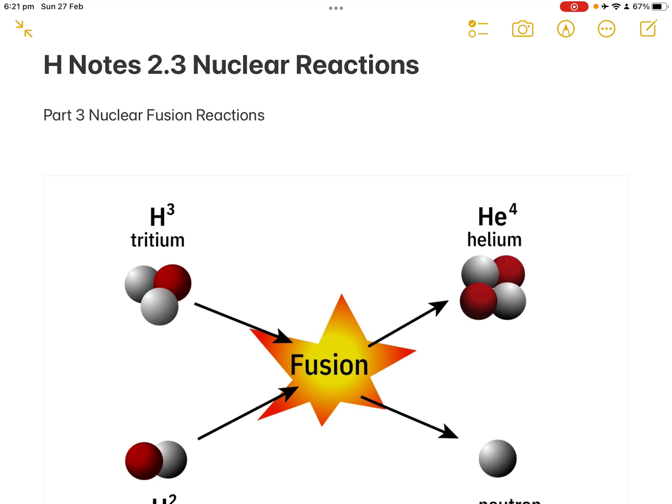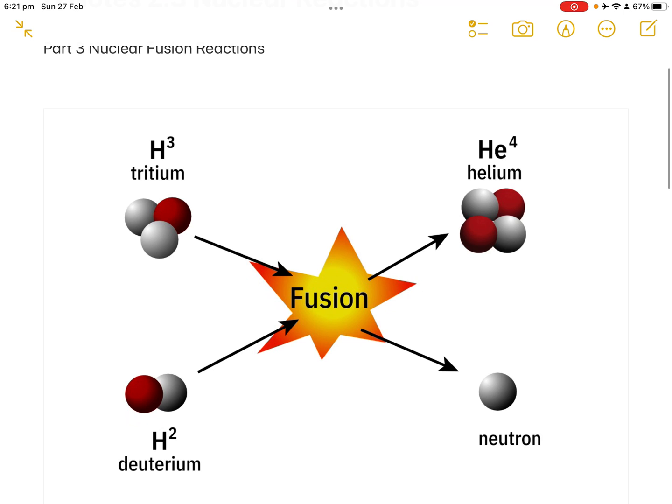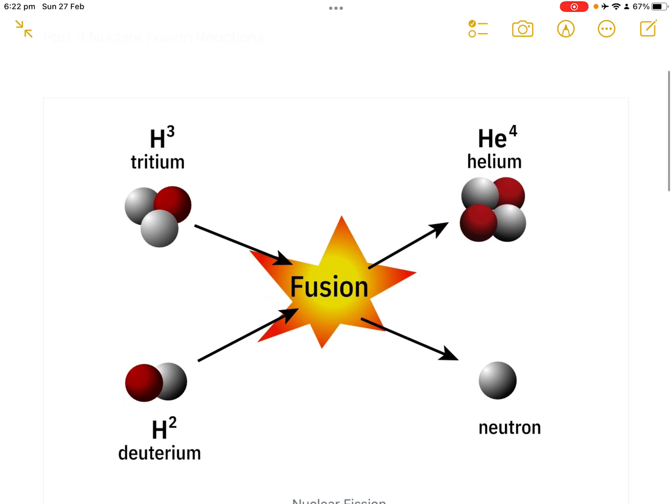Now, just as nuclear fission was the splitting of a large nucleus into two smaller nuclei with the release of energy, nuclear fusion is the joining of two light nuclei to form a heavier one with the subsequent release of energy. Here is the key nuclear fusion diagram, and it's worth pausing the video at this point so that you can take it down.